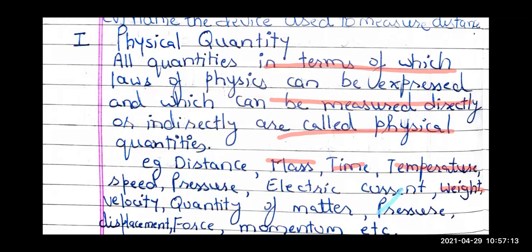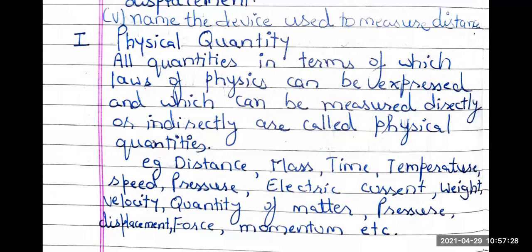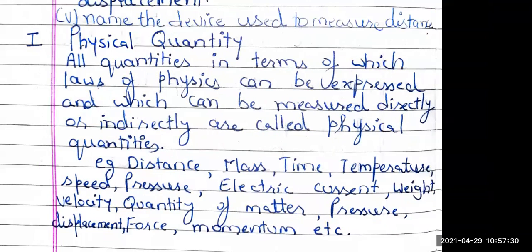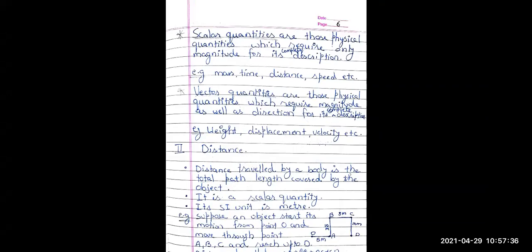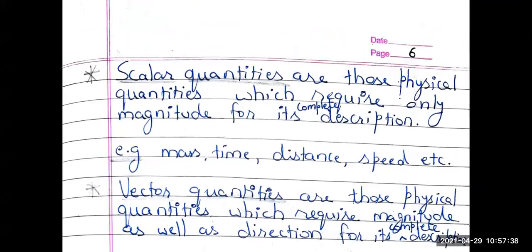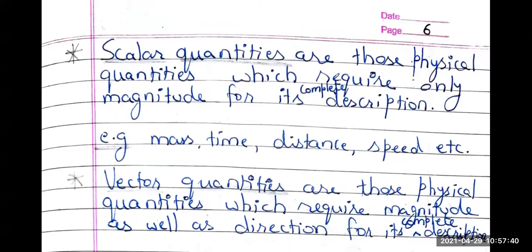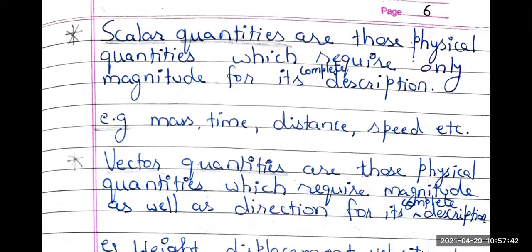So physical quantities are all those quantities which can be measured directly or indirectly, and in terms of them the laws of physics have been expressed, right? So these all are physical quantities. So children, all these physical quantities we can categorize into two. That is, all the physical quantities are either scalar quantities or vector quantities.